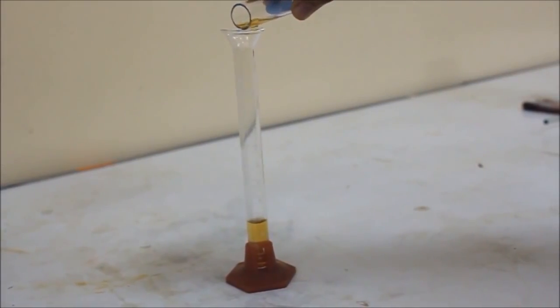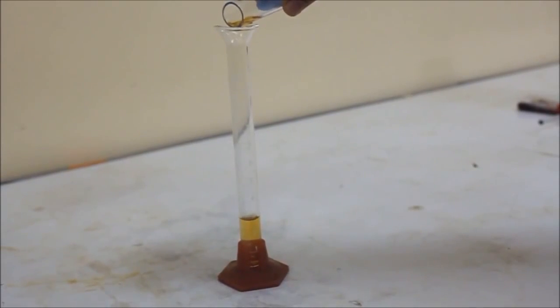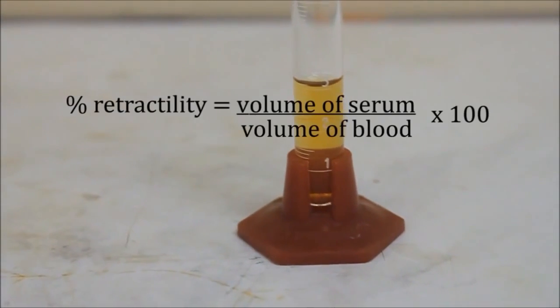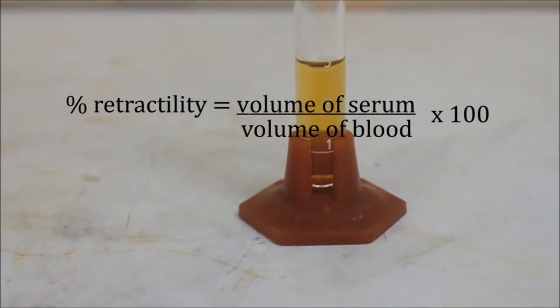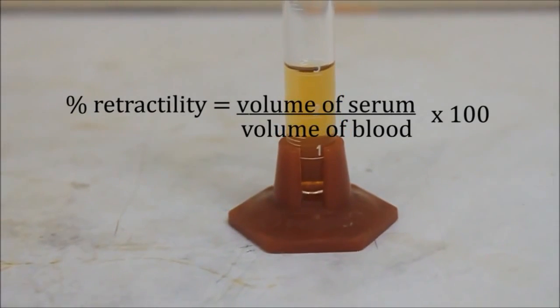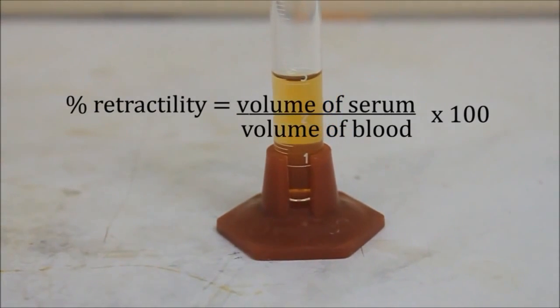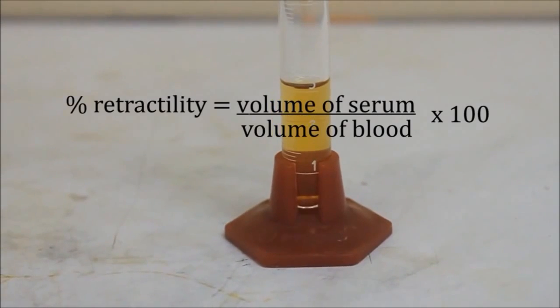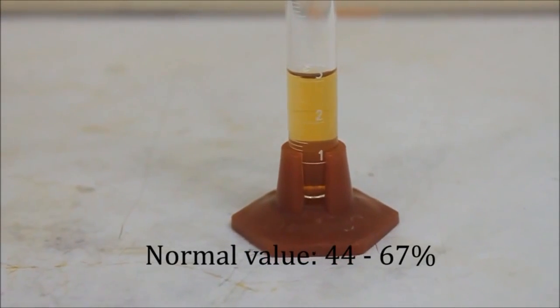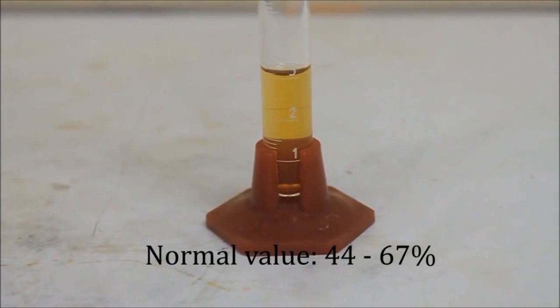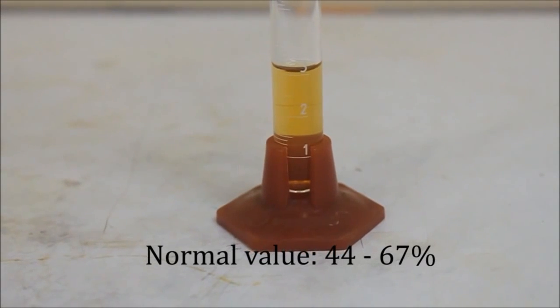Compute for the percent retractility of the sample using the formula: percent retractility is equal to volume of serum divided by the volume of the blood used, times 100. The normal value for the McFarland modification is 44 to 67%.